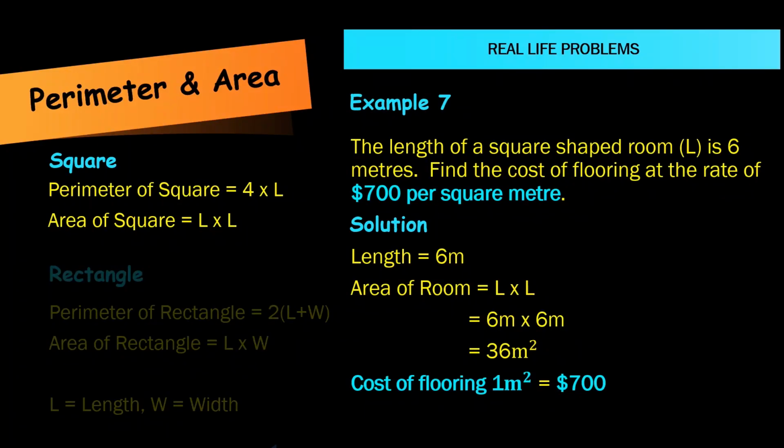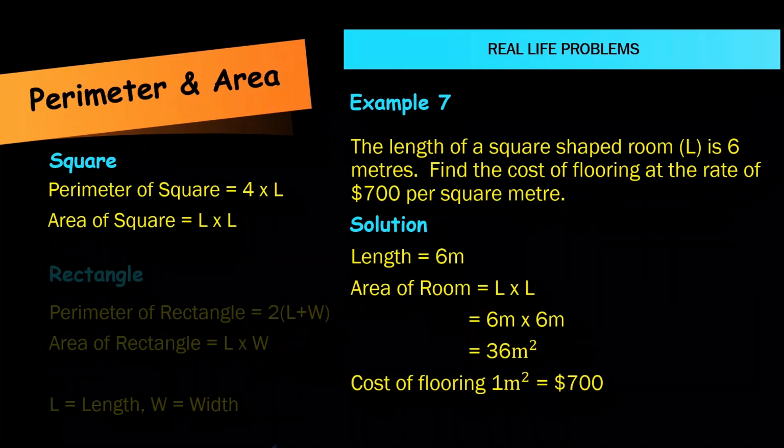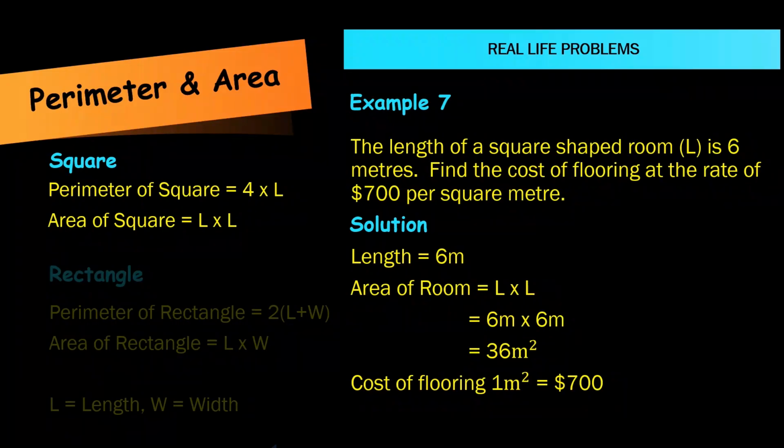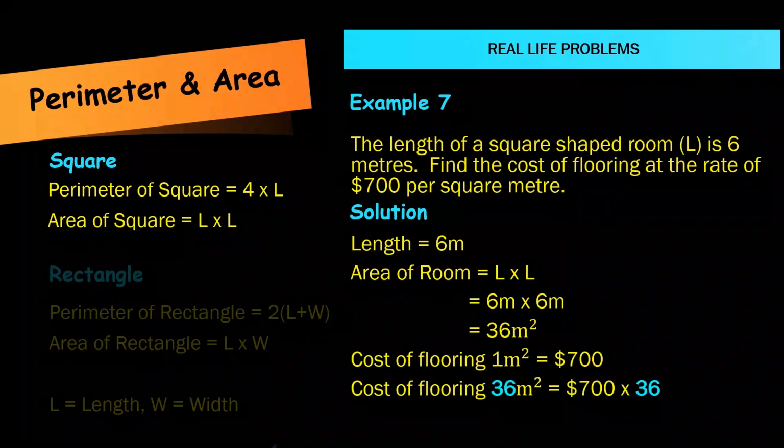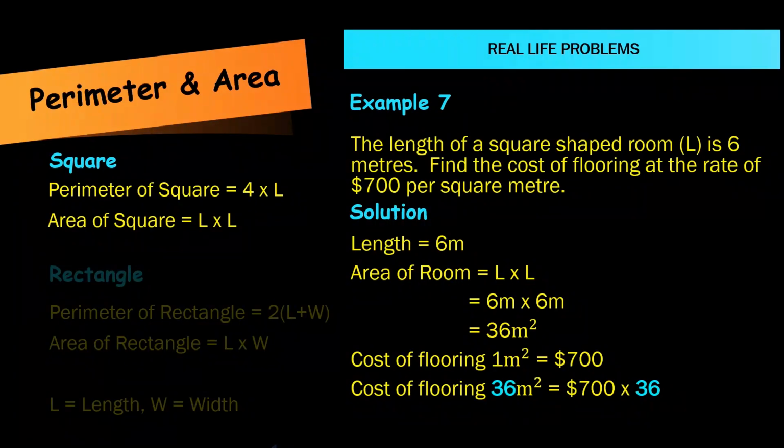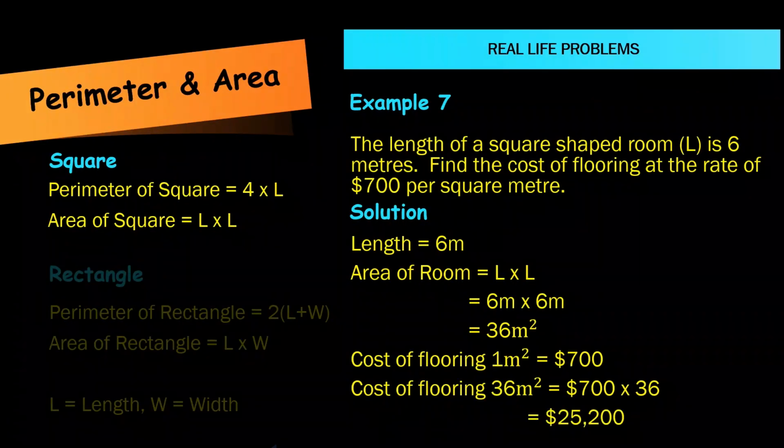So if we're required to cover 36 meters squared, since the area of the room is 36 meters squared, we have that the cost of the flooring equals $700 multiplied by 36, which is equal to $25,200.